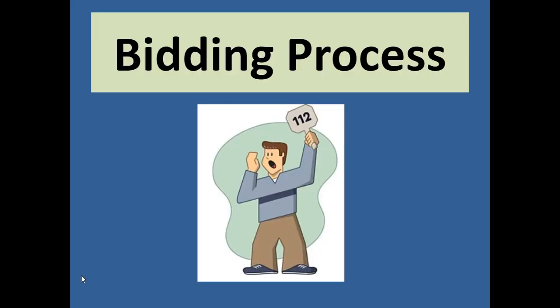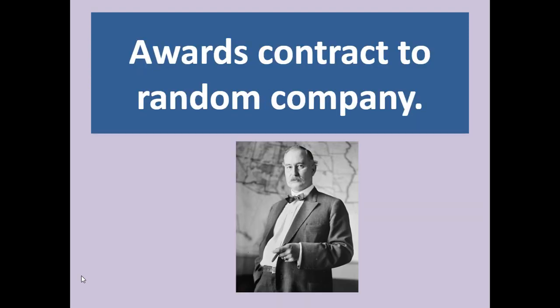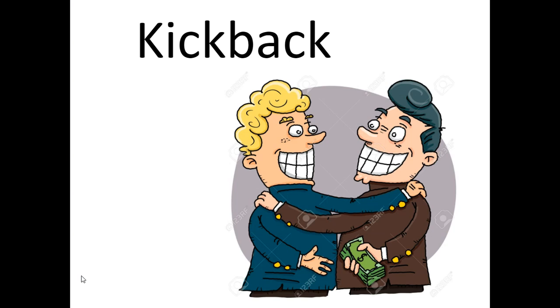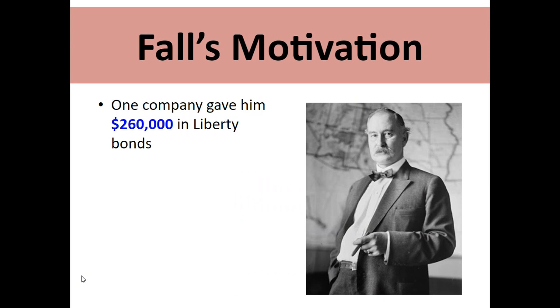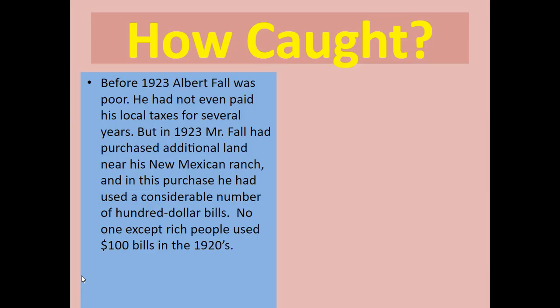Albert Fall works for Warren G. Harding in his cabinet, and the bidding process doesn't happen. There's no bidding. He awards the contract to a random company. And why does he do that? Because he gets a kickback. Basically, that company bribes him secretly. Now, what is Albert Fall's motivation? Well, basically, that company hooked him up with $260,000 of Liberty bonds. And another company lent him $100,000 with no expectation of him ever paying it back. But it was basically a bribe.